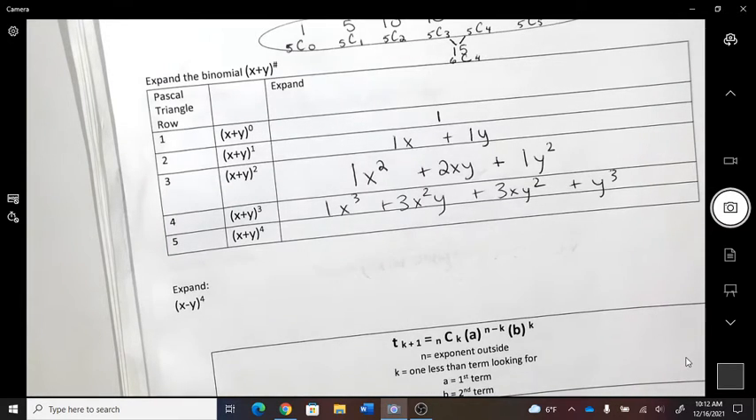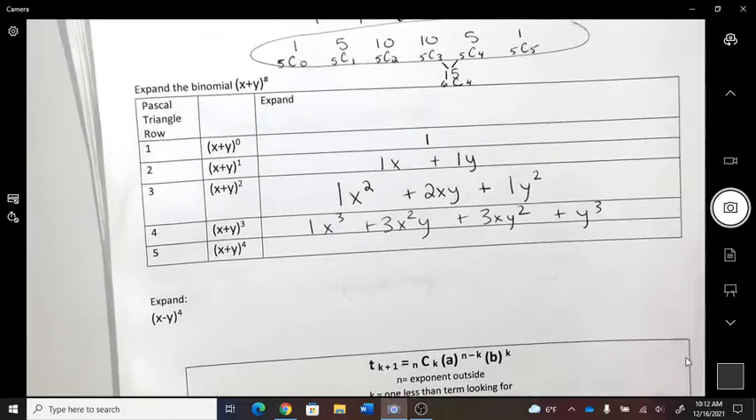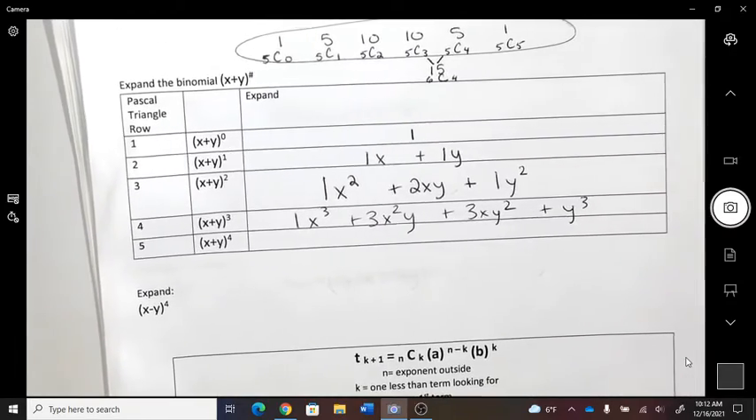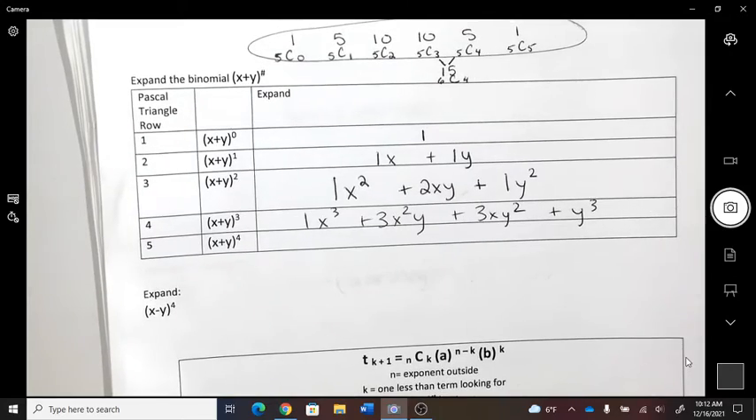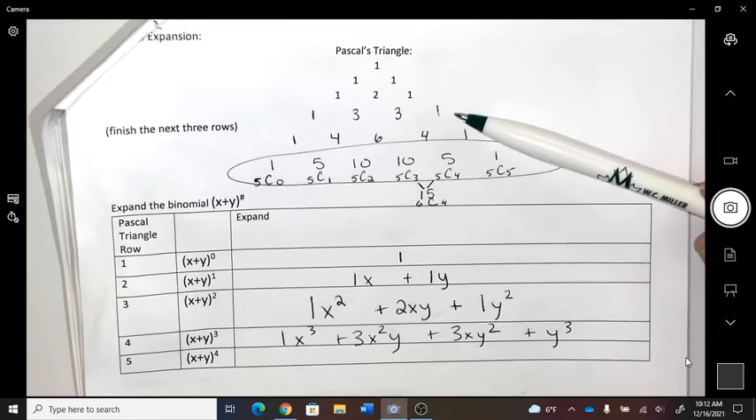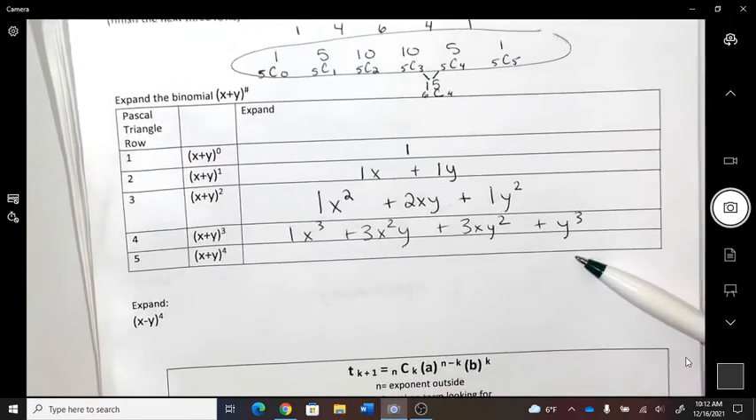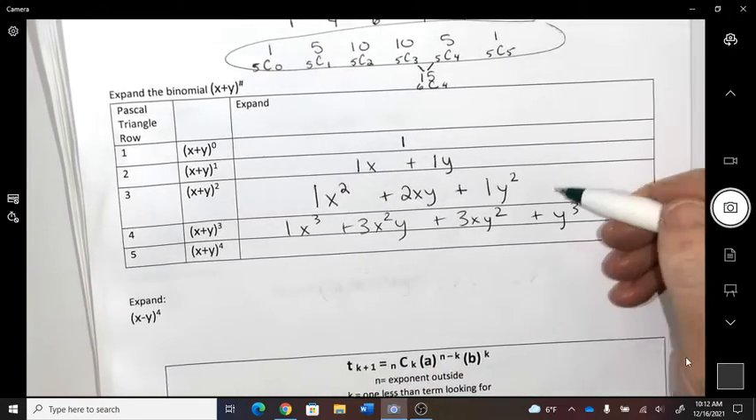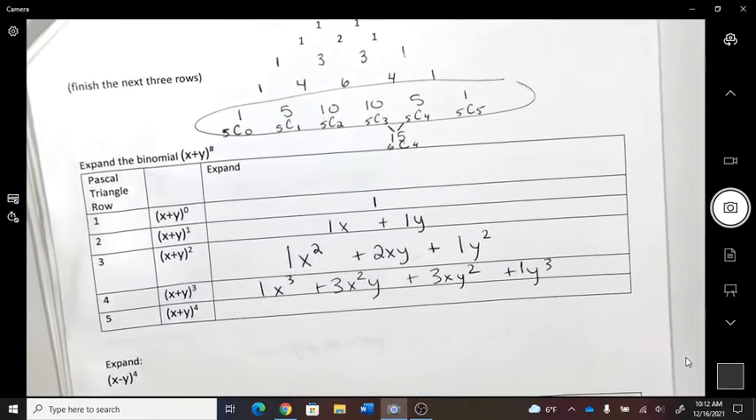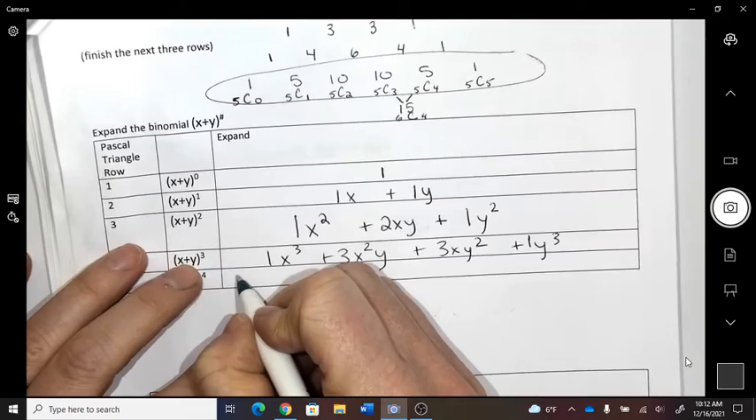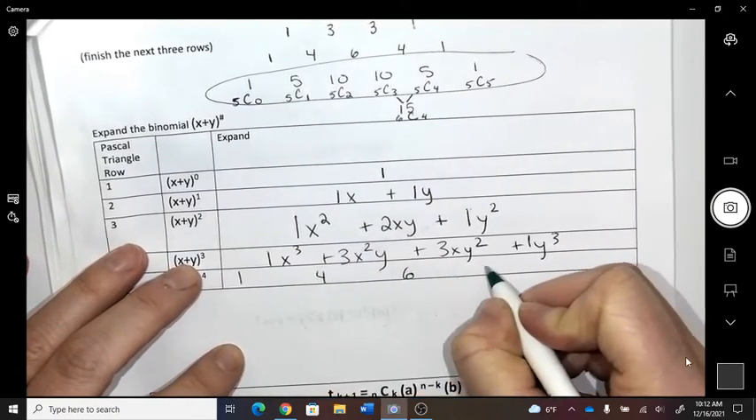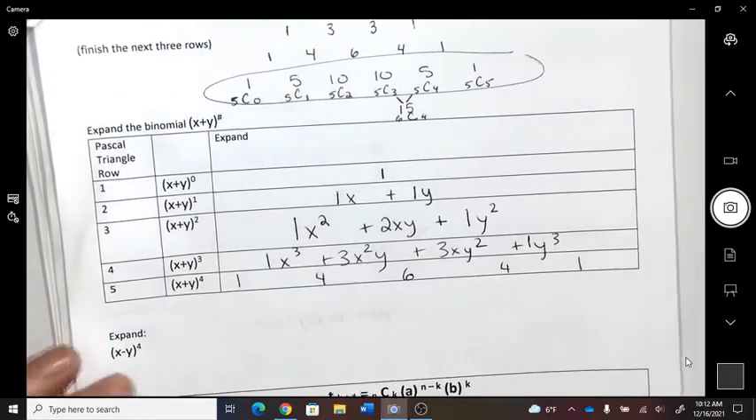Okay, what do you notice about what we did in Pascal's triangle and what's happening in this situation? Do you see any connections? Pascal's triangle is becoming the coefficients. Okay, so the coefficients in the next row should be, I'm going to space them out here, 1, 4, 6, 4, and a 1.